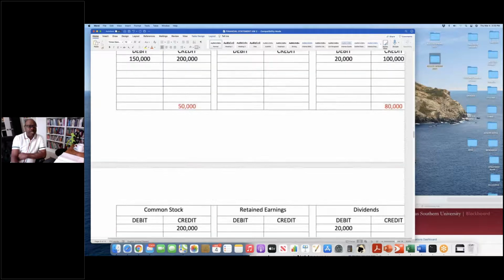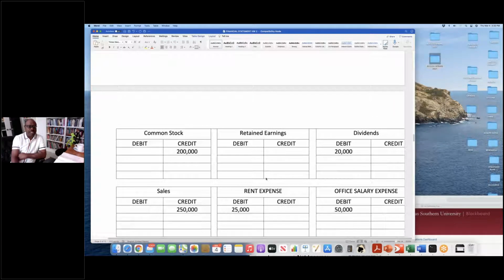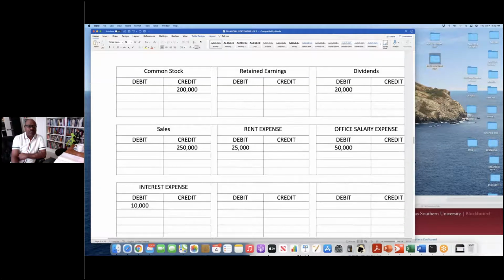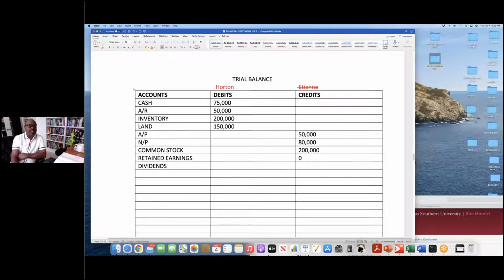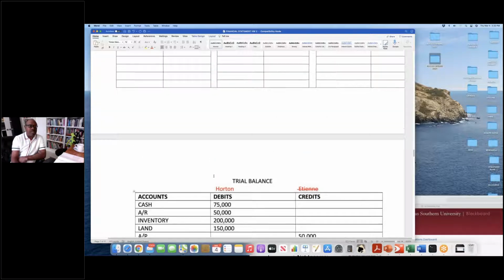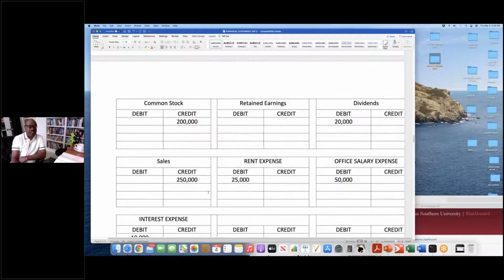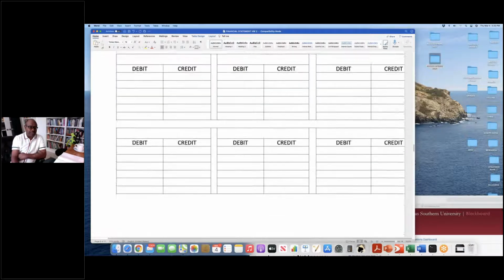So we put in the common stock, the dividends, and the sales. Dividends was 20,000 debited. So we're just pulling in these debits and credits to see if we're balanced.